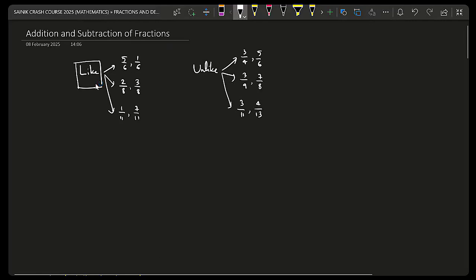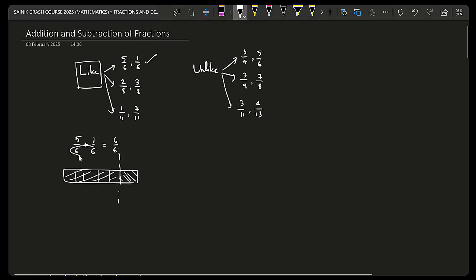We'll take the same example, 5 by 6 plus 1 by 6. Because equal denominators are there, what do we mean by 5 by 6? There is a full object divided into 6 equal parts, and we select 5 parts. This is 5 by 6. Now let us take 1 by 6. If 5 by 6 and 1 by 6 are added, we get a total of 6 parts. But 6 parts are still out of 6 parts only, not 12 parts.